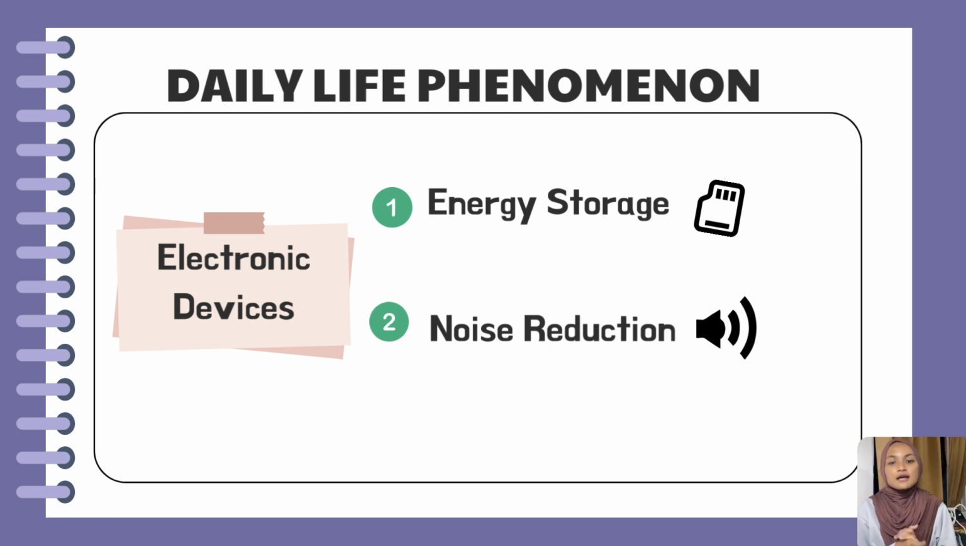Last but not least, timing and oscillation. Capacitors are utilized in timing circuits and oscillators. In electronic devices like televisions or radios, capacitors are employed to control the timing of specific operations and the frequency of oscillating signals. By charging and discharging the capacitor at predetermined rates, precise timing intervals or oscillation frequencies can be achieved.